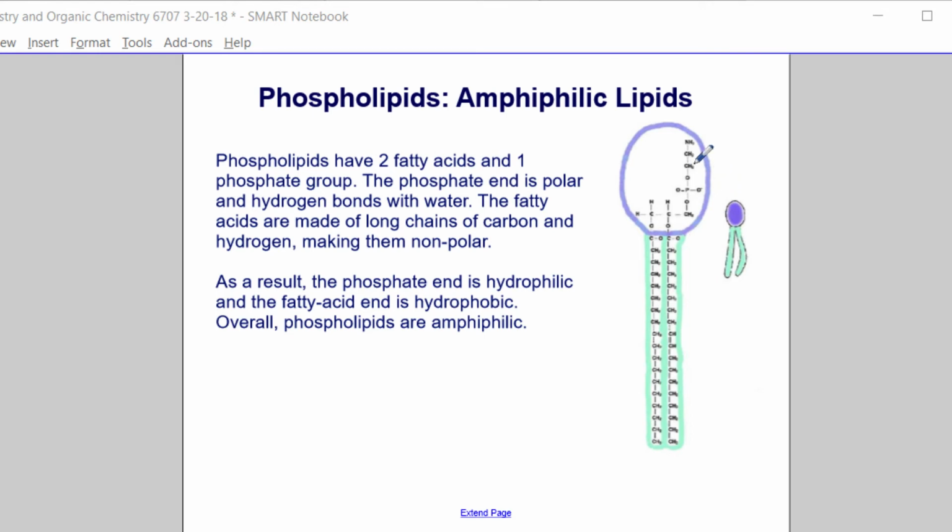The phosphate end is polar, so this end is polar, and forms hydrogen bonds with water. The fatty acids are made of long chains of carbon and hydrogen, making them nonpolar. As a result, the phosphate end is hydrophilic and the fatty acid end is hydrophobic. Overall, phospholipids are amphiphilic.